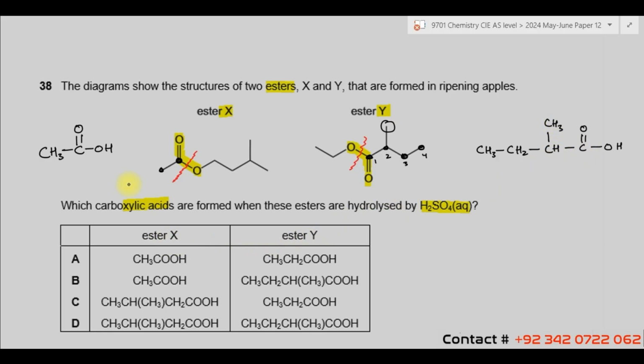Okay, let's see. Ester X forms 2 carbon carboxylic acid, so these two options are correct. Ester Y forms this part, which is not 3 carbon. So it is this one having 4 carbon atoms in long chain and 1 CH3 as a substituent. So correct answer is B.